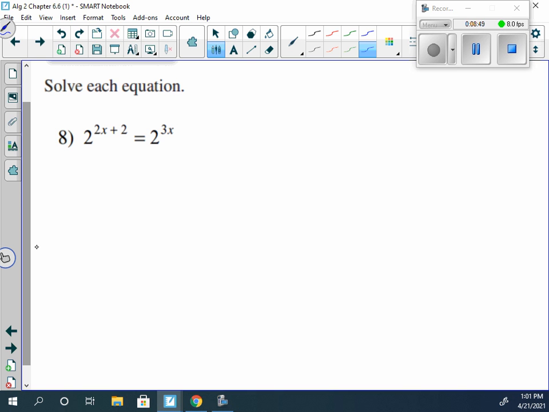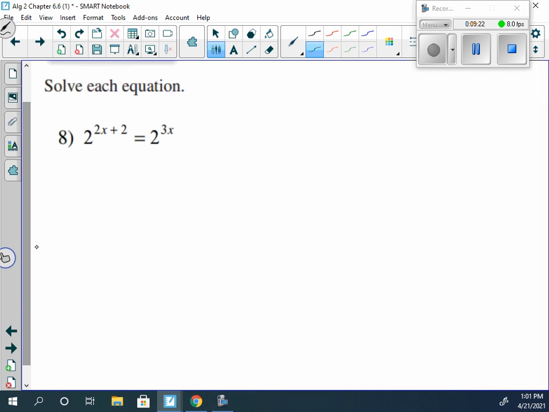Solve each equation. So we're going to solve this here. 2 to the 2x plus 2 is equal to 2 to the 3x. Now, at this point here, we can see that the bases are the same, yes? So that means the exponents would be equal. I'm going to do something a little bit different. If you've already written down that 2x plus 2 equals 3x and already started that, that's fine. You don't have to write these first steps.